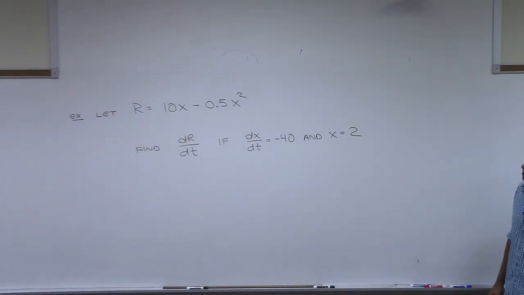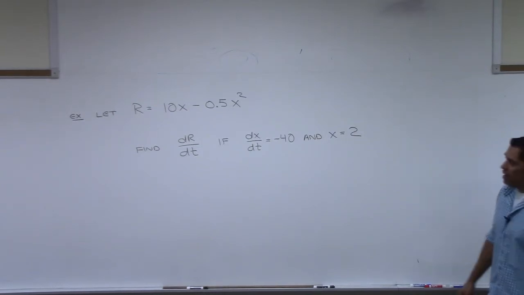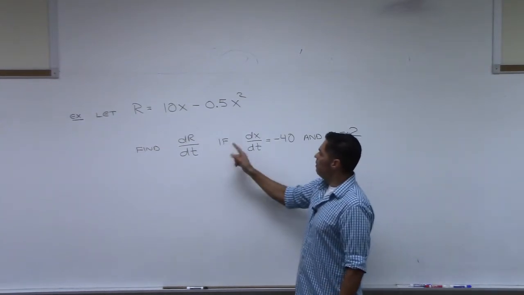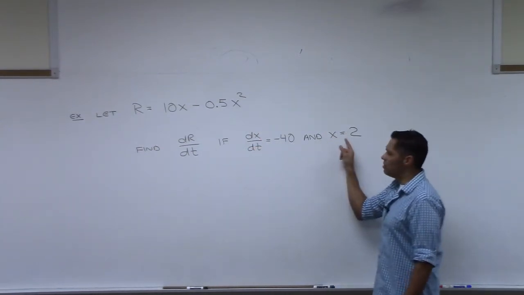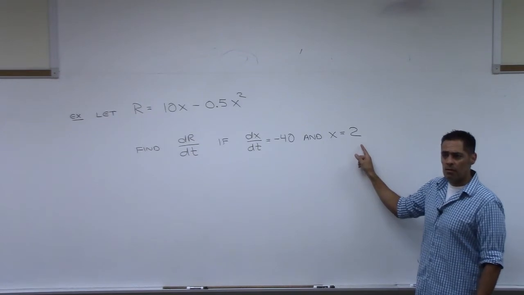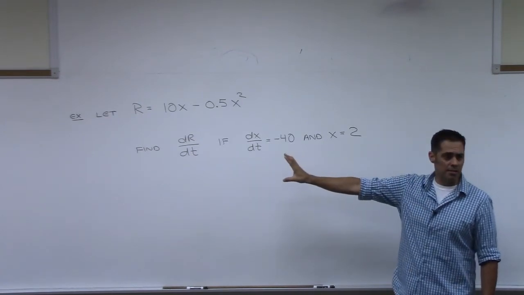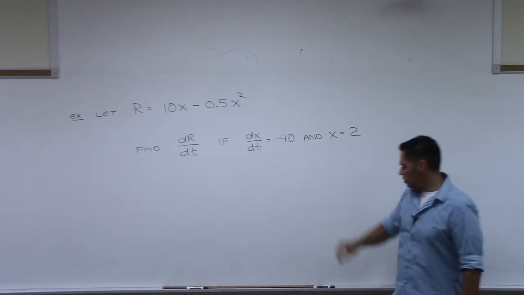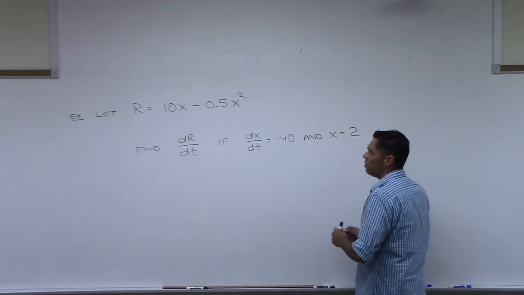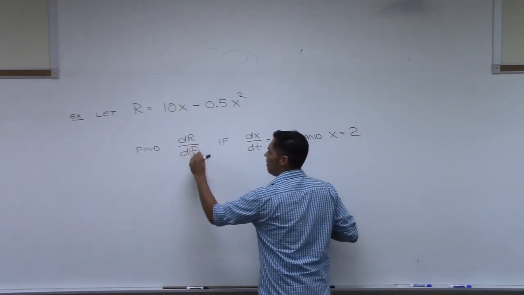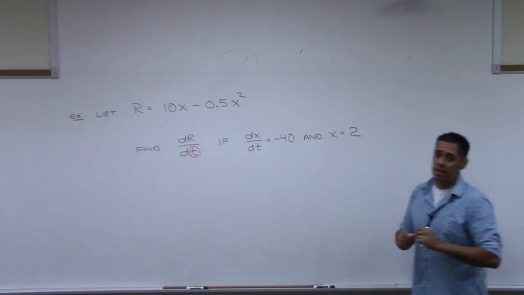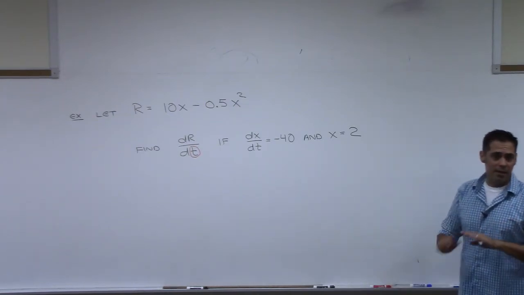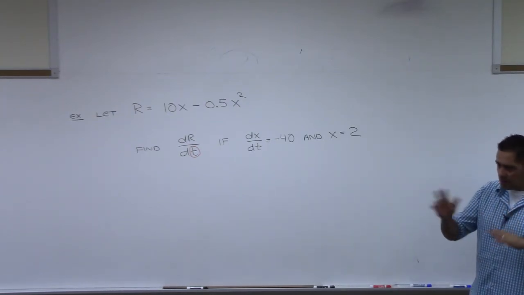Okay, let's work through this. I want to know what dr/dt is, right? If dx/dt is negative 40 and x is 2. So first, let's figure out what dr/dt is. You all agree? We can do that first? So we're differentiating with respect to what variable here? T, and that means that nothing is going to go away to 1, right? Everything's going to be d something dt, d something dt.